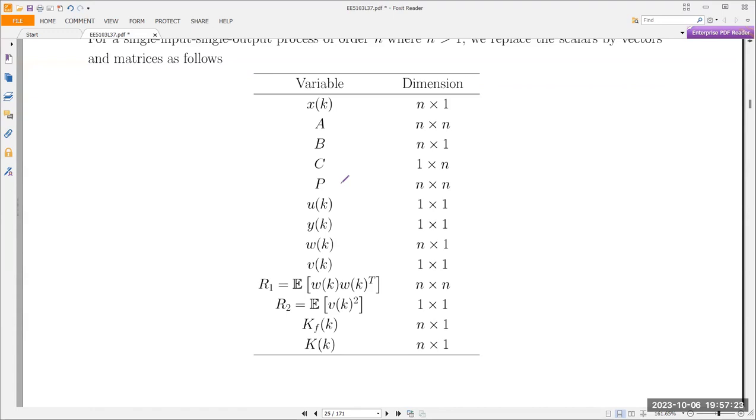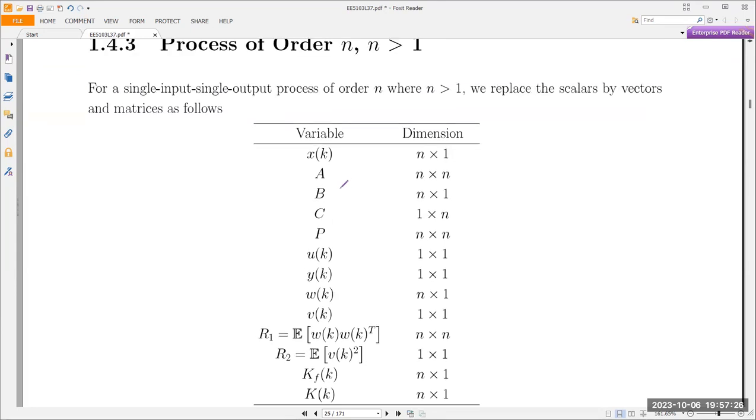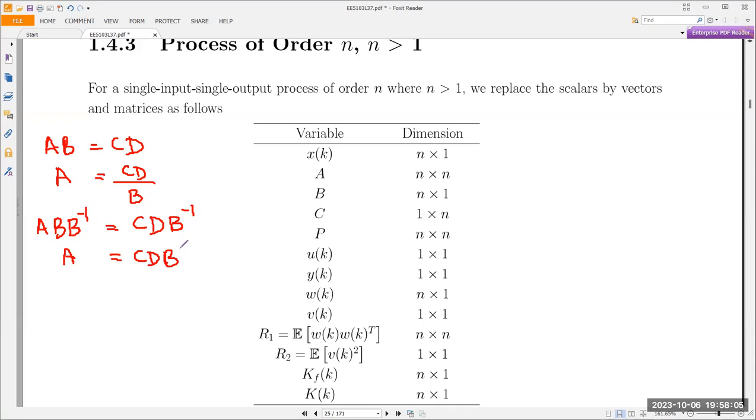If you like, you rederive everything. You don't go and divide. Every time you see a divide, you go and do an inverse. We all know matrix algebra. You will see AB equals CD, then you want to find A. For me here, it's very easy, I just put CD over B. But if you want, too bad, you will have to do A B inverse equals CD B inverse. Then you can get your A equals CD B inverse.